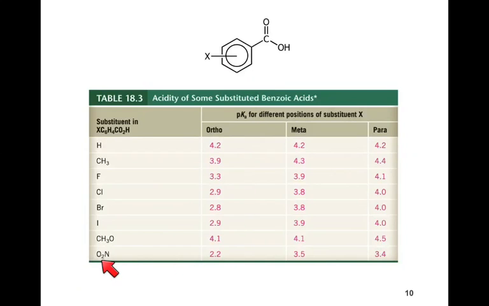So if we look at nitrobenzoic acid, it's most acidic if the nitro is ortho, and then the acidity drops off quite a bit. There's virtually no difference between meta and para. And we see the same effect with other groups like fluoro, for instance. The greatest effect is when it's ortho, and it drops off substantially when it's meta and para.